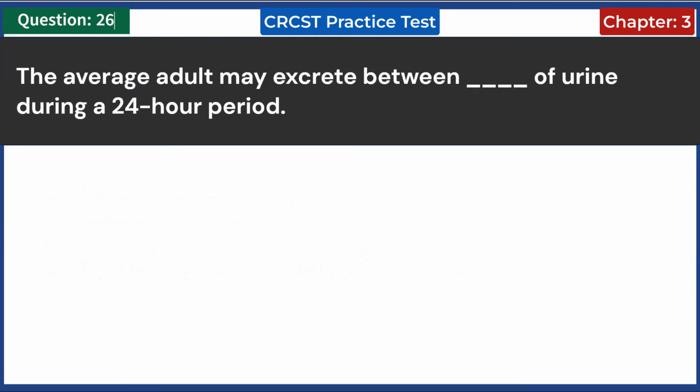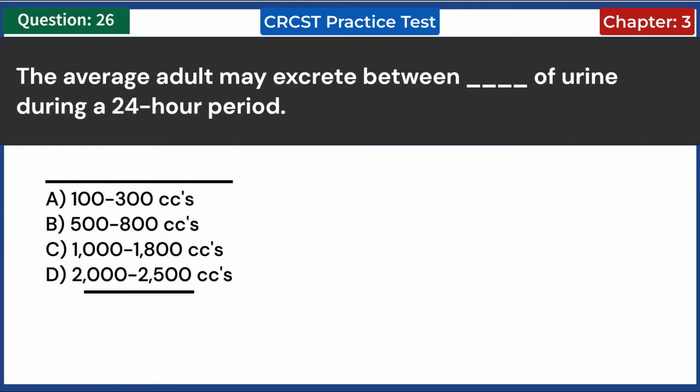The average adult may excrete between what amounts of urine during a 24-hour period? A. 100 to 300 cc's. B. 500 to 800 cc's. C. 1000 to 1800 cc's. D. 2000 to 2500 cc's. Answer: C. 1000 to 1800 cc's.